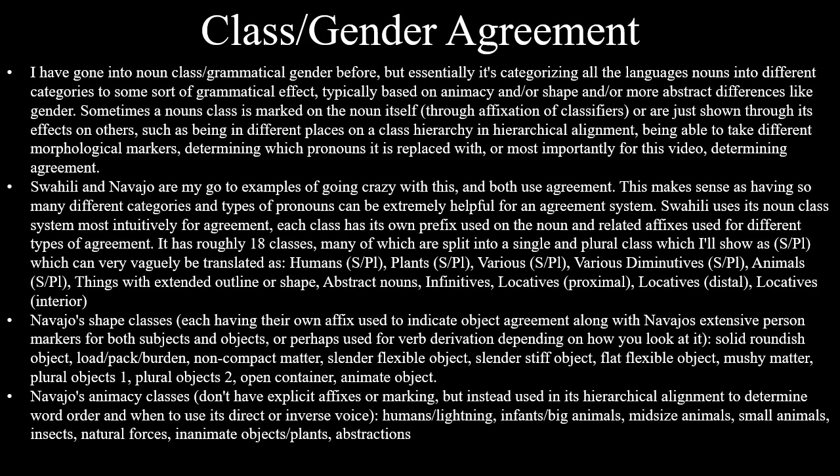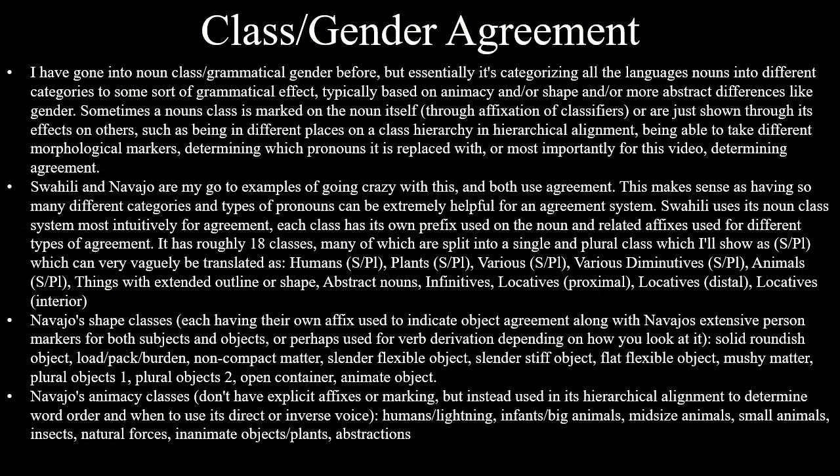Perhaps the biggest tool to making a complex agreement system, where different third-person arguments can be consistently distinguished, is by having a noun class or gender-based agreement system. Similar to person and number, I go over this concept in my basic syntax video. But to recap, some languages categorize their nouns into different classifications based on various criteria, mainly animacy, or how alive something is, but also the likes of respect or uniqueness, shape, or abstract gender distinctions like masculine and feminine.